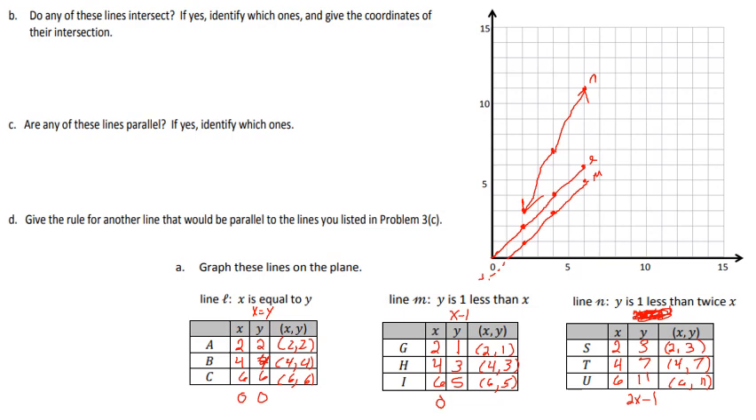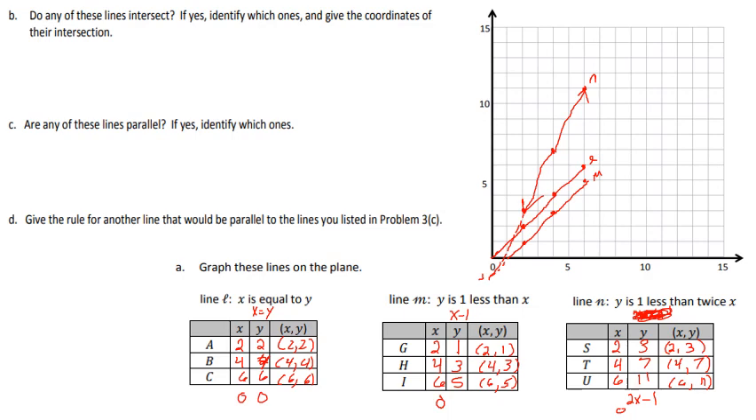Now, for our line N, if I would have taken 0 here, it's 1 less than twice x, so 2 times 0 would have been 0 minus 1. Actually, it would have been -1 again. So it would have continued down to -1. And you could have seen line M would have intersected both of them. So it would have actually intersected both line M and N.